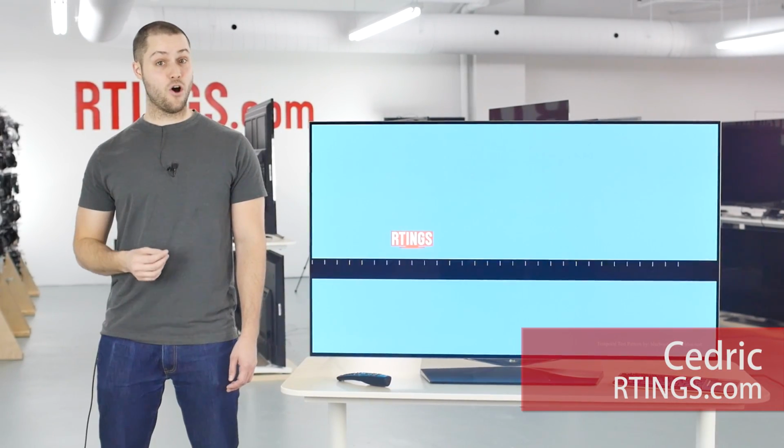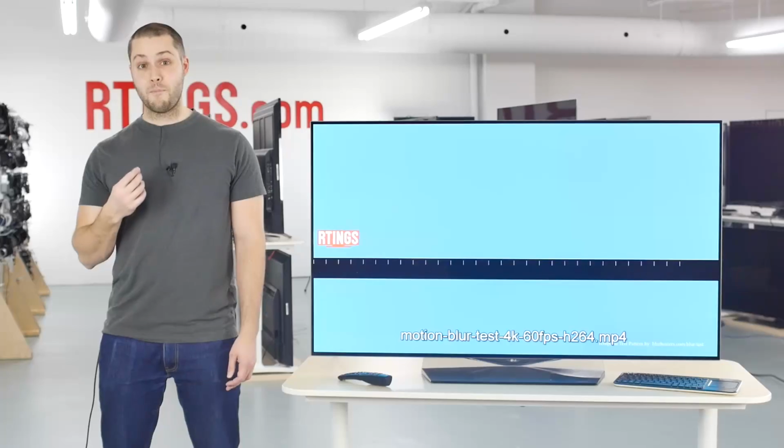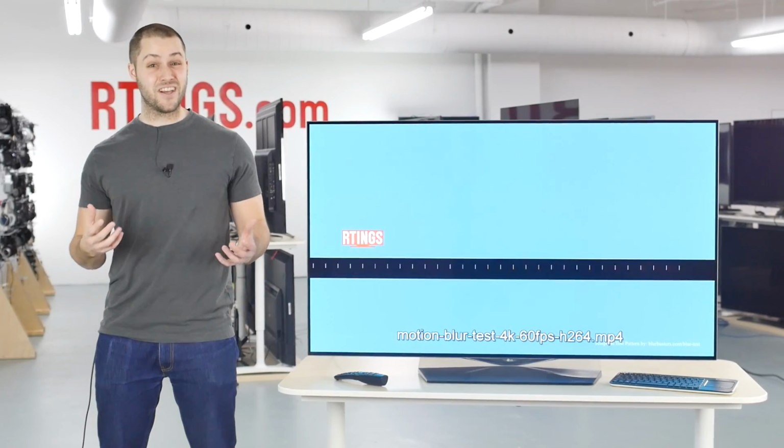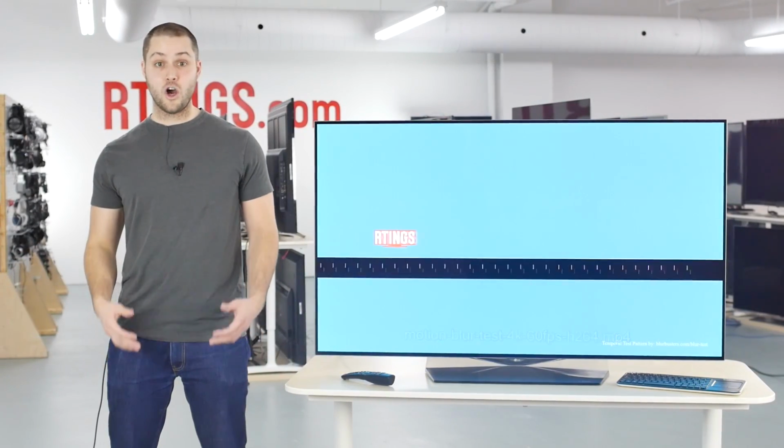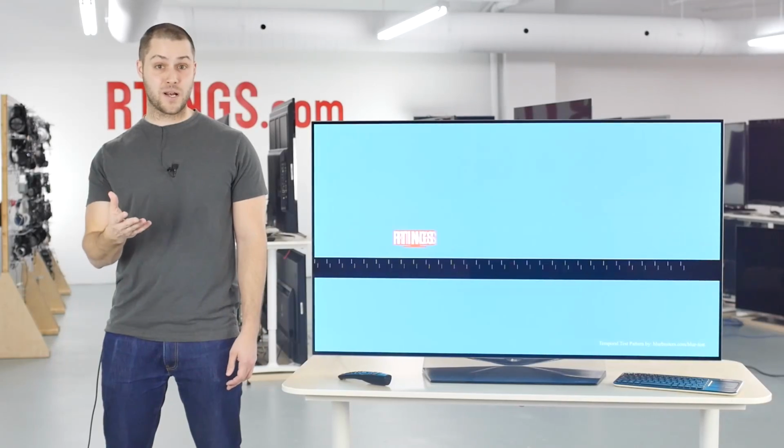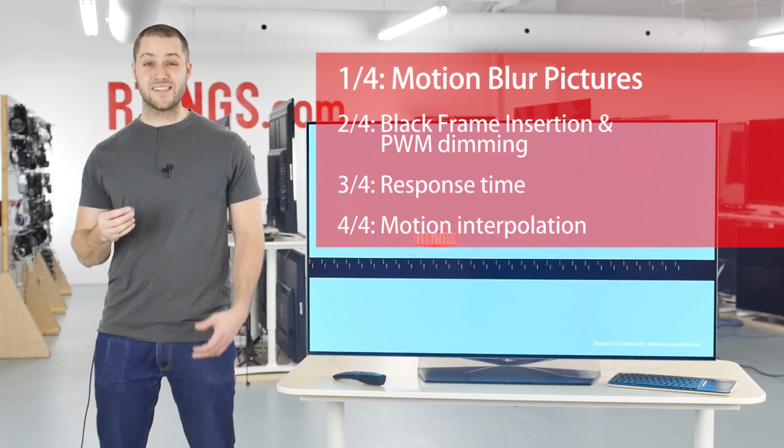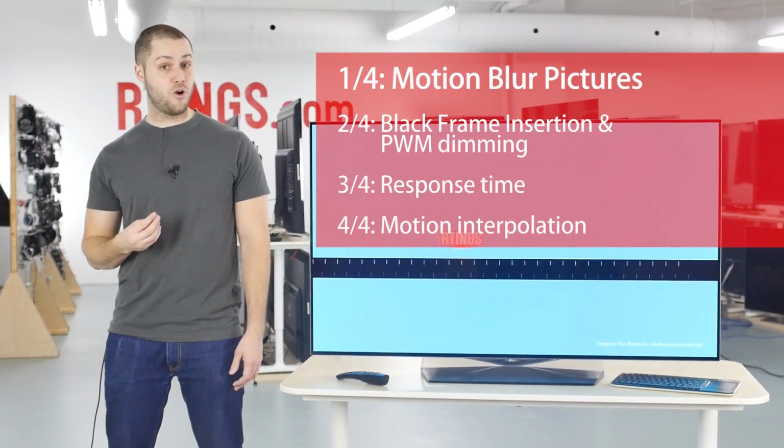This is the first video in a series about motion. Motion is a complex subject, and there's a lot of misconception about it. Hopefully, the next few videos are going to help clear it up. Today's subject is how can we actually capture motion blur in a photo?